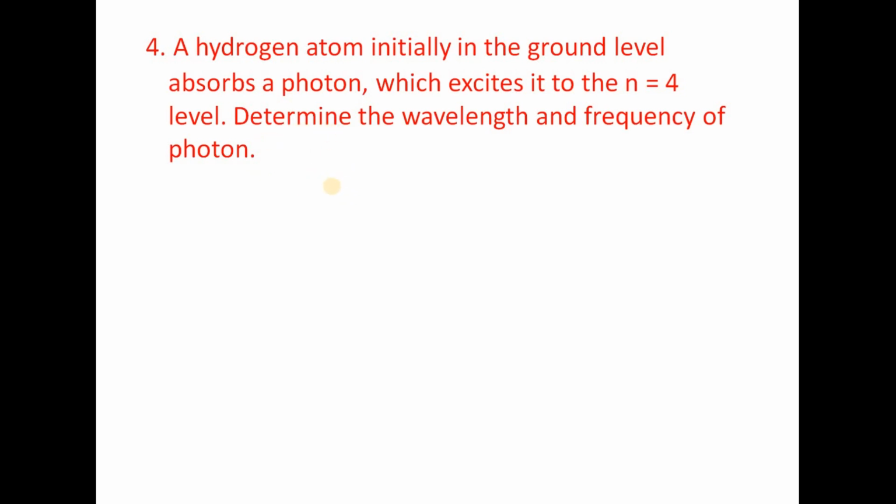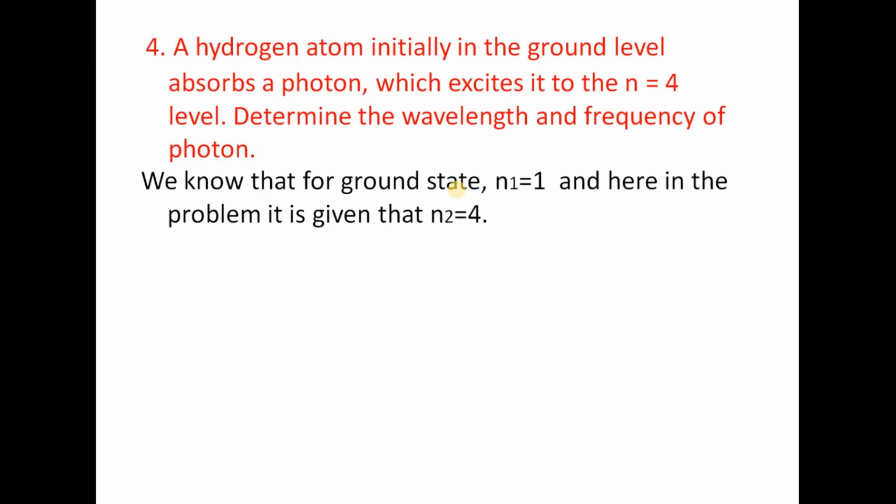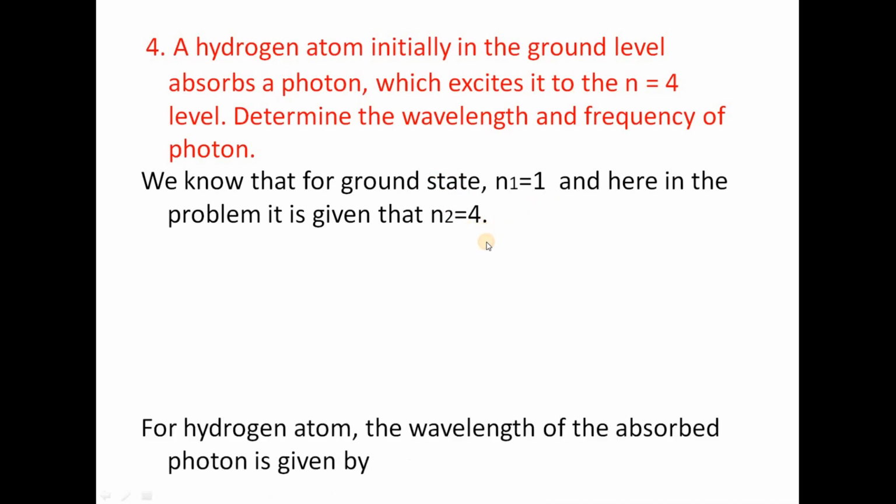By this time we know that to excite the atom, the electron has to go from one level to a higher level. Now here a photon excites the electron in the ground state to the excited state of principal quantum number n equal to 4. So a photon of right energy, right frequency and wavelength has to be absorbed. Now we have to determine the wavelength and frequency of the absorbed photon. As you know, here n1 is equal to 1 and n2 is equal to 4.